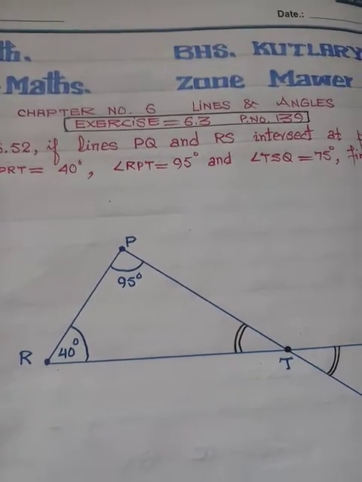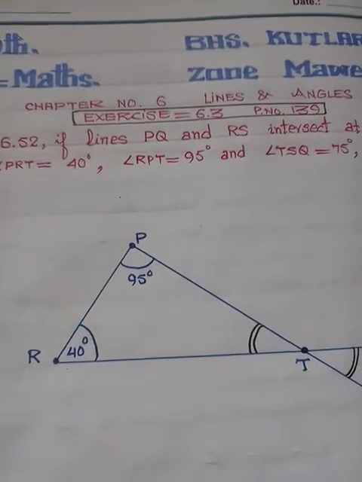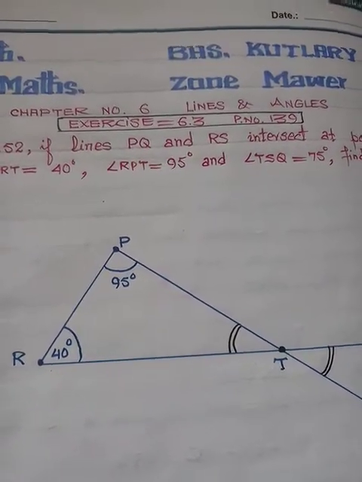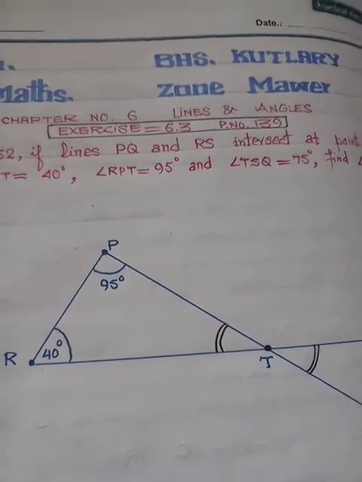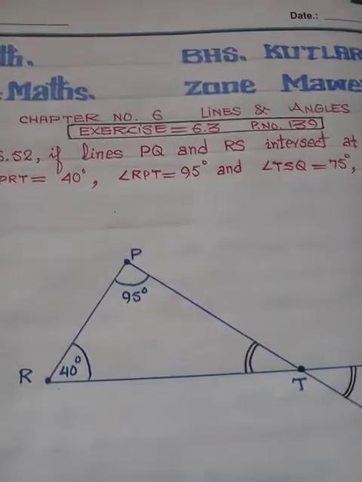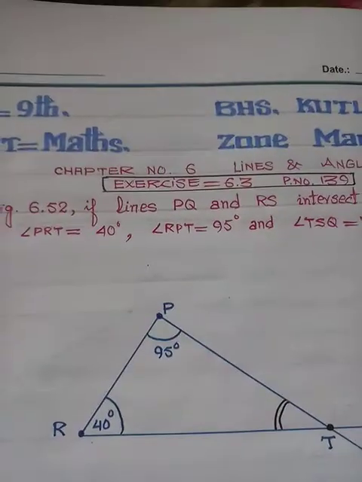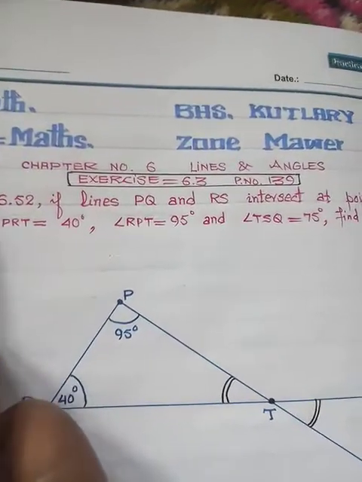Today, my topic is from Lines and Angles. It is question number 4 from exercise 6.3 on page number 139 of your mathematics textbook. First of all, I will read the question. The question is in figure 6.52. This is the numbering of this figure.